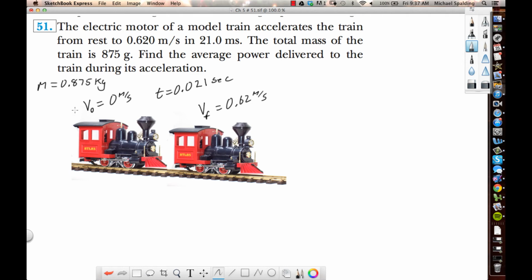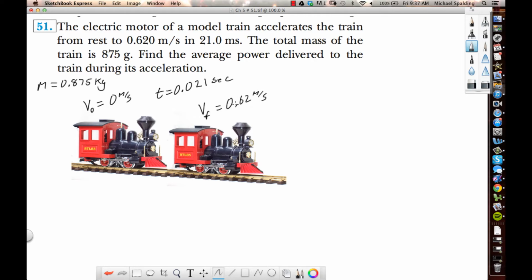All right, we got a toy train. The mass of the toy train, make sure you put that in kilograms. You always want your mass in kilograms: 0.875 kilograms. Okay, the train starts from rest, and in a time of 21 milliseconds, you want that to be in seconds, 0.021 seconds.